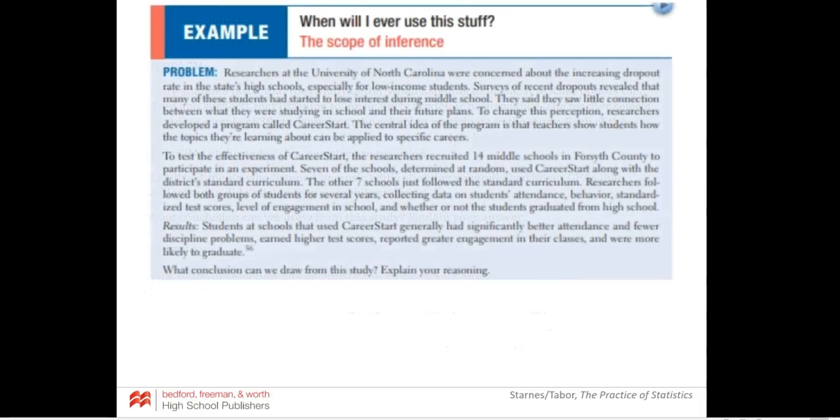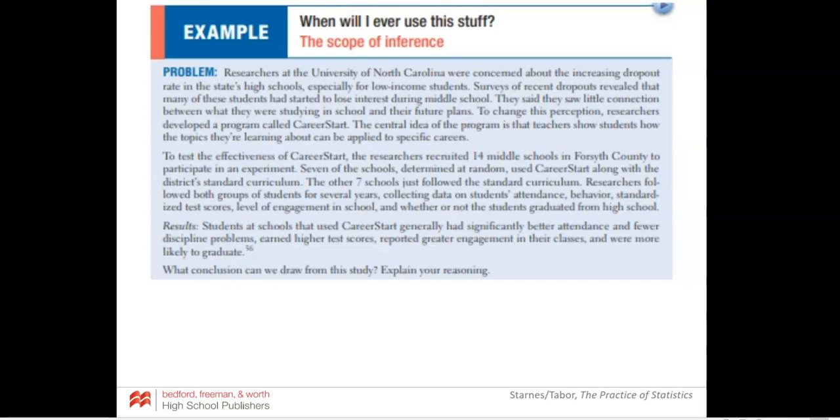This is an example from your book. This happened in North Carolina. The researchers were concerned about the increasing dropout rate at the state's high schools, especially for low-income students. Surveys from recent dropouts revealed that many of the students in middle school started losing interest in school. They saw little connection between what they were studying in school and their future plans.